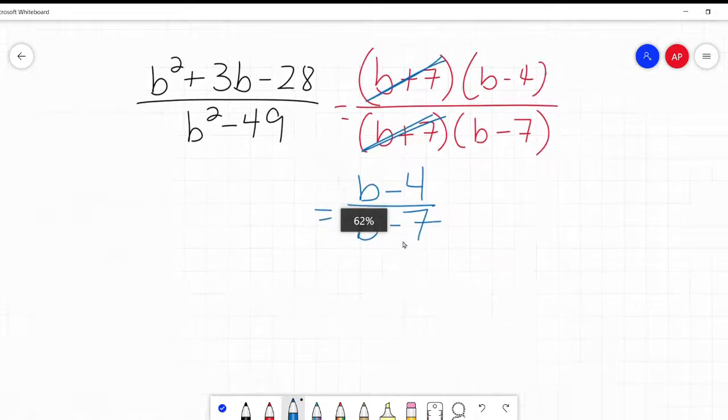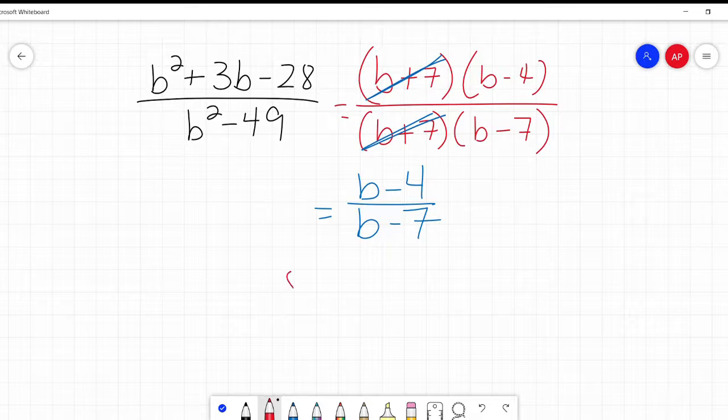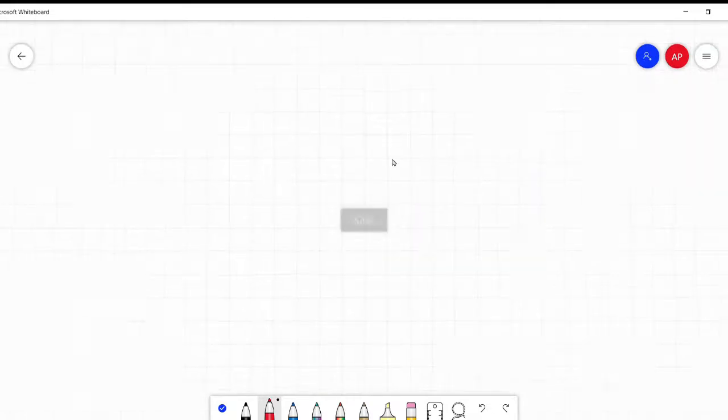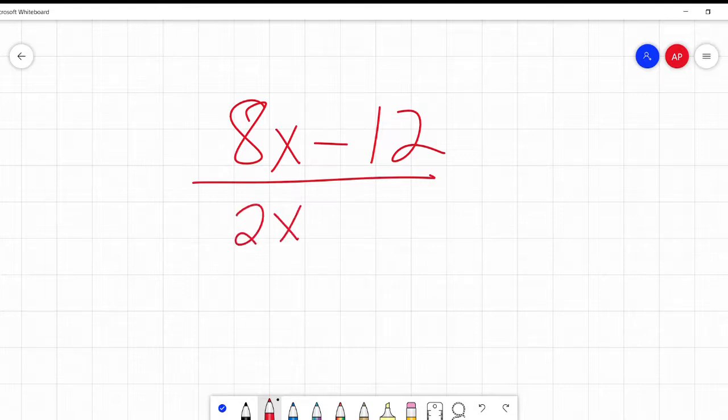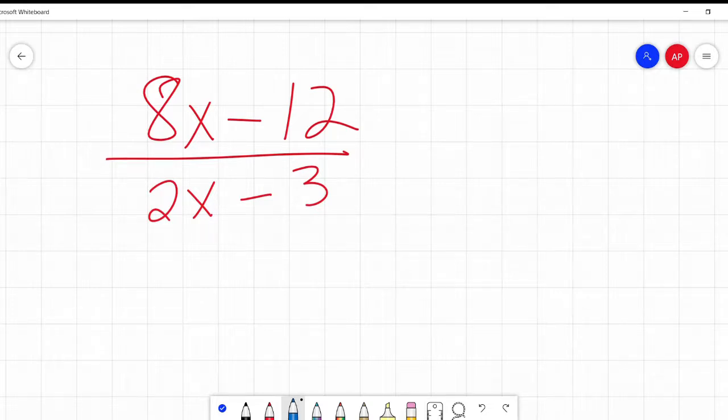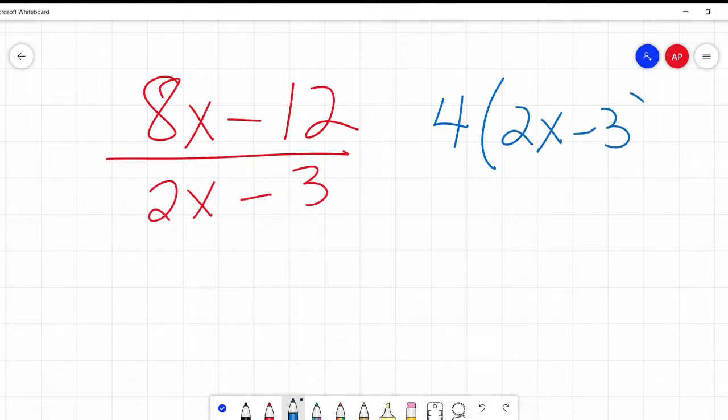That is the process. Even if it's something simple, like say, just clear the board, start over. So if it was something like 8x minus 12 over 2x minus 3. Try to see if you can factor. Even though this isn't like a quadratic factoring, see if you can pull anything out, if there's a greatest common factor that you can pull out. So for example, here on the top, 4 goes into both of those. So you could say I'd pull a 4 out and it would leave 2x minus 3. Then on the bottom, I have 2x minus 3.